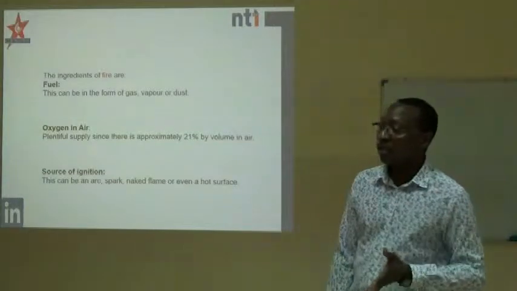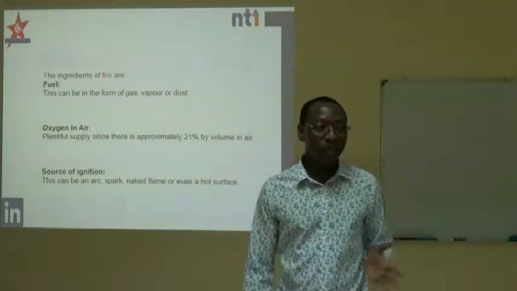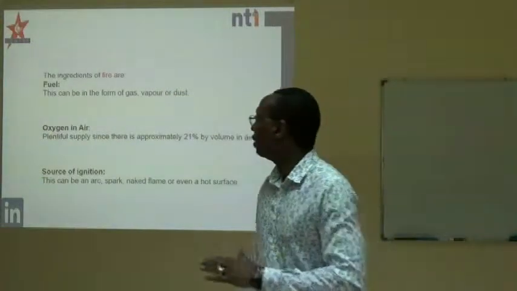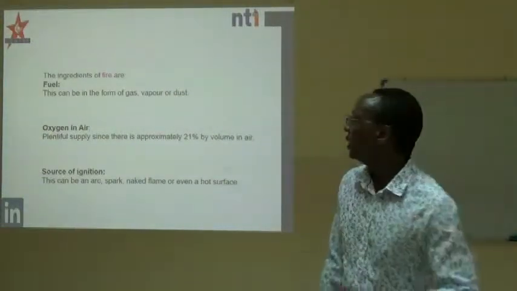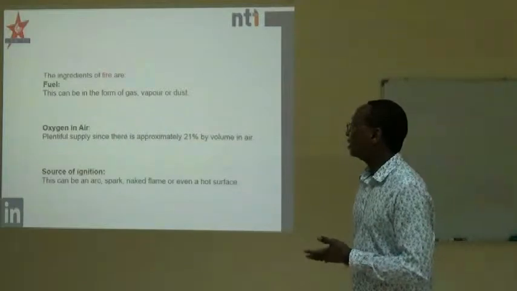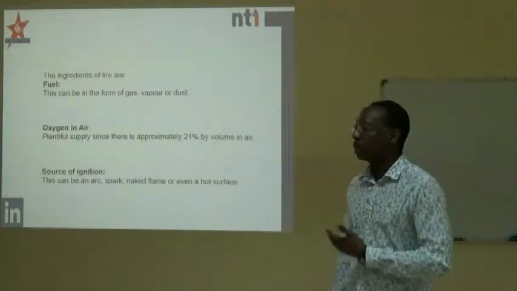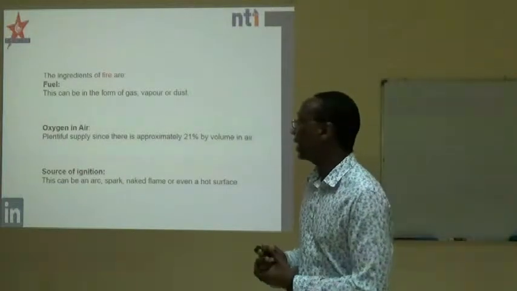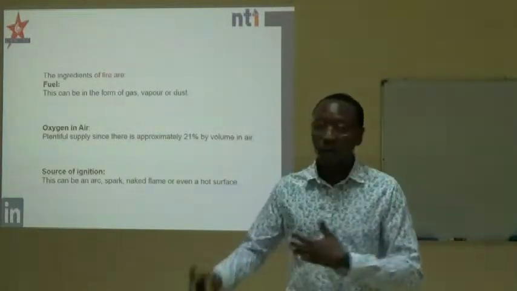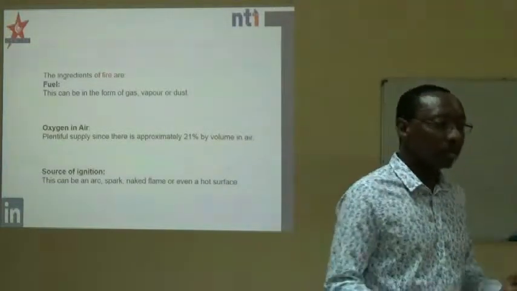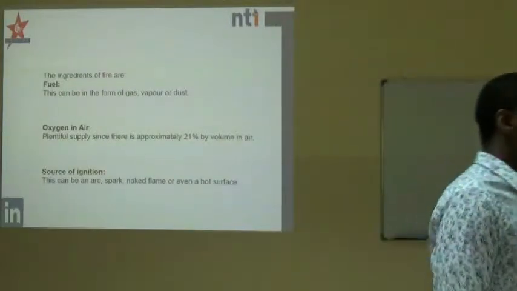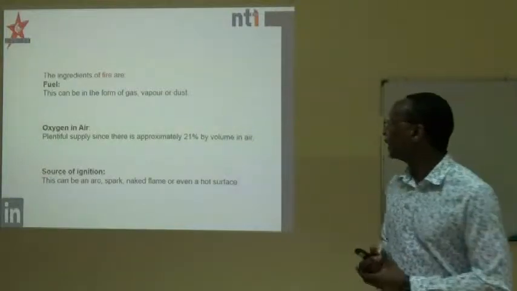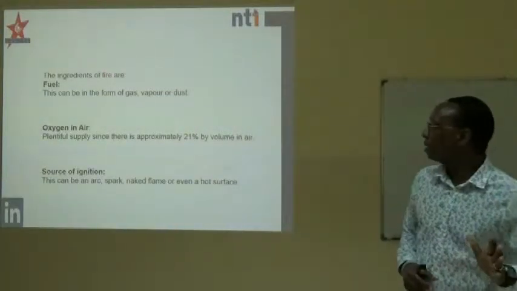I will kick off with the most popular thing which you are aware of, the fire triangle. In the fire triangle, we have three ingredients. Fuel is the first ingredient. And what is fuel? We are looking at the gas, vapor, or dust. That's what we are looking at as fuel in industry. I know there could be other sources of fuel that can be paper or wood and so on and so forth. But we are looking at gas, vapor, and dust as the fuel.